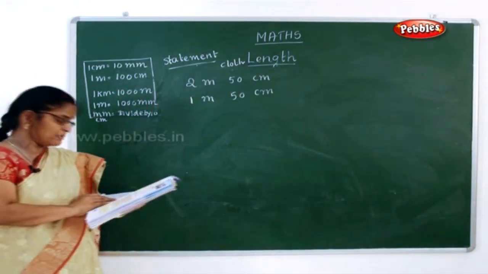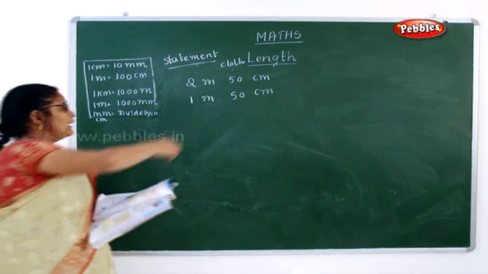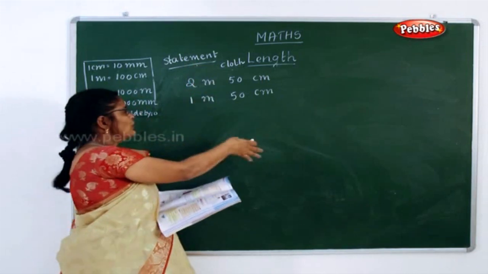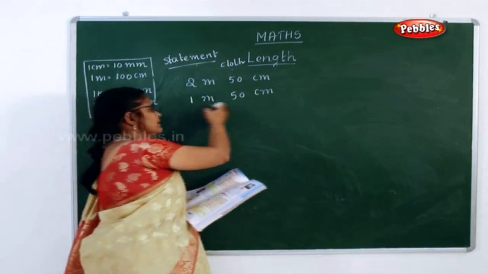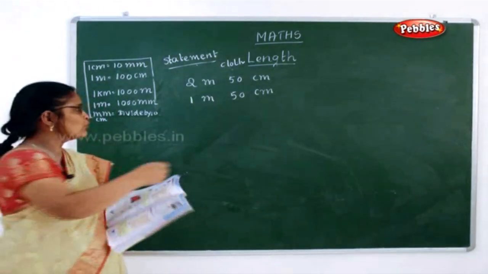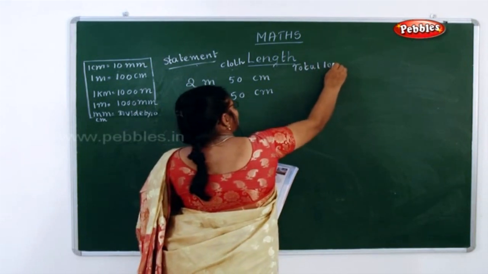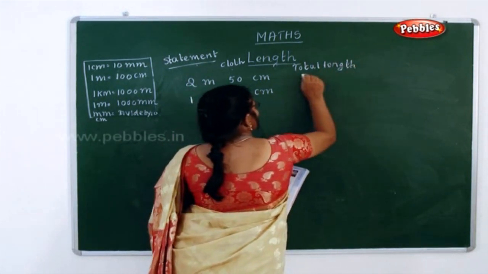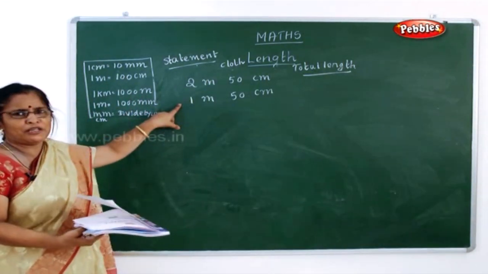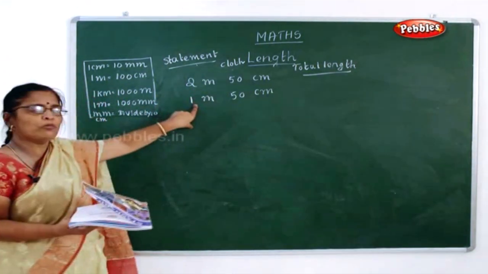So what is a statement sum? It is given. Gopal's father went to a shop, and for himself, he bought for a shirt 2 meter and 50 centimeter. Now for Gopal, he brought 1 meter and 50 centimeter. Now what is the question they have given? What is the total length of cloth he bought? Because totally they have to pay the money. Am I right or not? Because together, this one he bought for himself and this one he bought for Gopal.